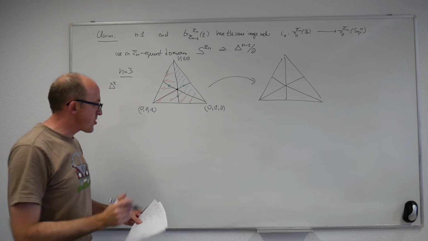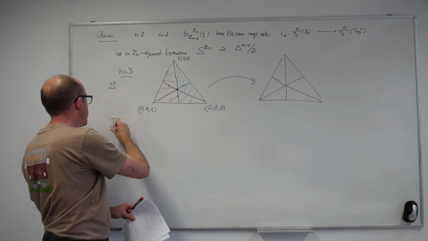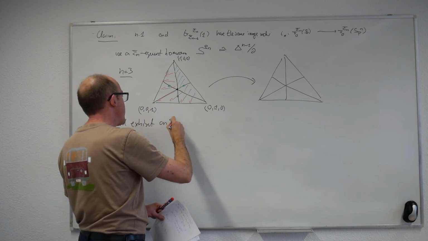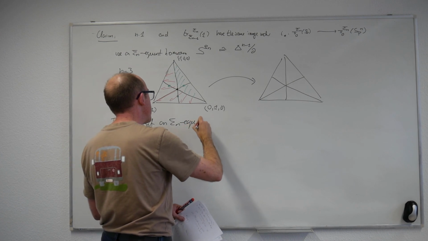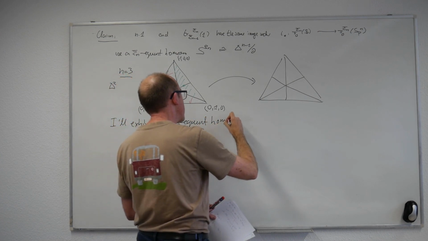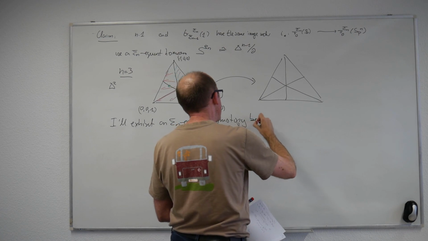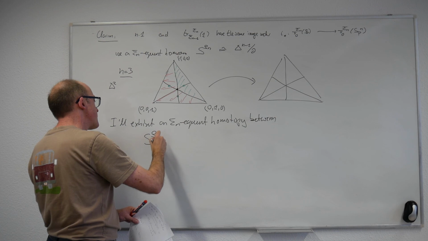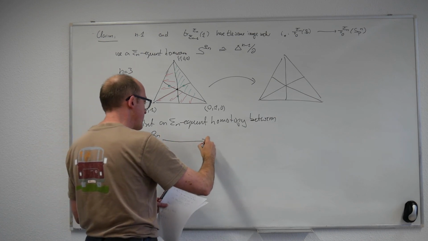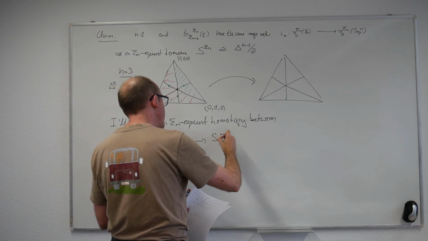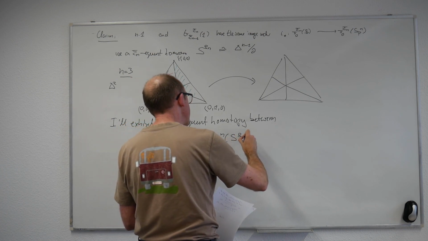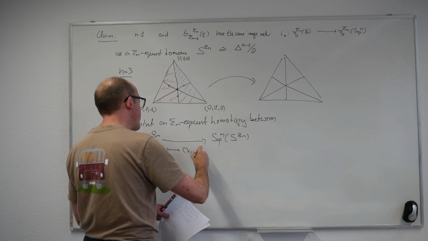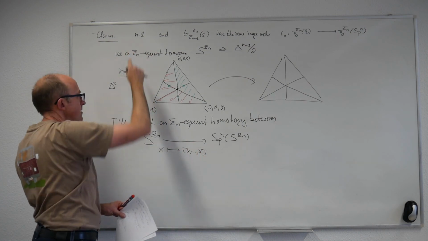Now, the thing we want to show is, I'll exhibit a sigma n equivariant homotopy between 2 maps. One from the sphere of the reduced representation to SP^n of the sphere of the reduced natural representation. So this was the map that sends x to x, comma, comma, comma, x. So this is the map that represents n times 1.